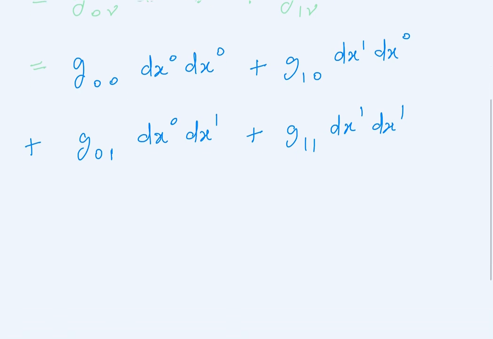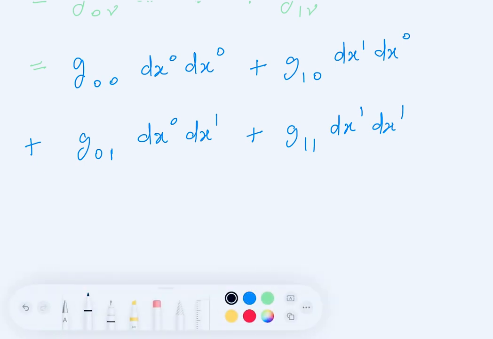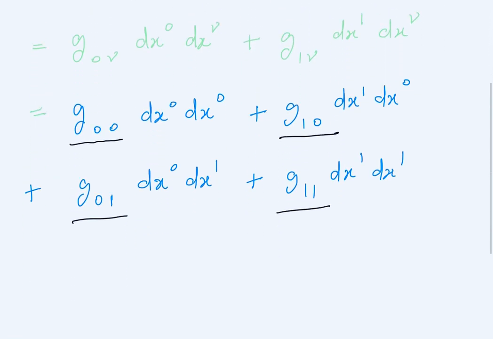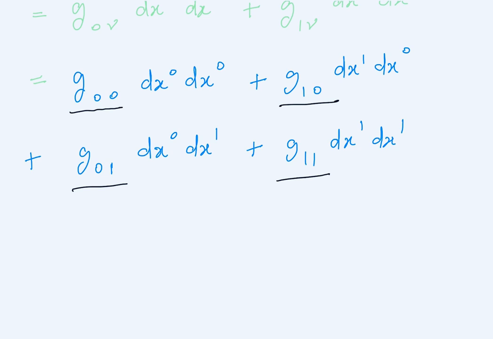Okay, what we have to do though, we have to calculate the following. We have to find out the values of the metric tensor. So G00 is basically a component of the metric tensor. G10 is a component of the metric tensor. G01 is a component of the metric tensor. And G11 is also a component of the metric tensor. And this metric tensor that we're working with here is the metric tensor of R2.